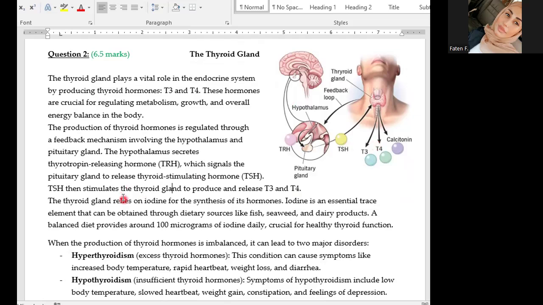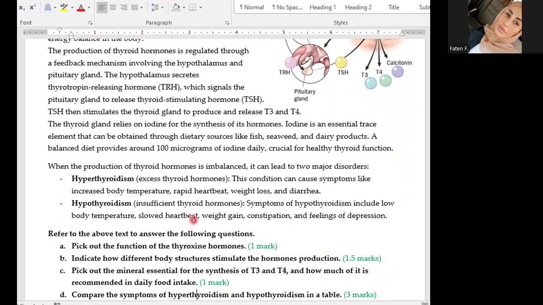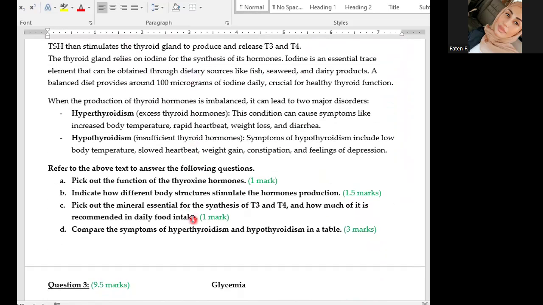Okay? The thyroid gland relies on iodine for the synthesis of its hormones. Iodine is a mineral. It's an essential element. It can be obtained through dietary sources such as fish, seaweed, and dairy products. A balanced diet provides around 100 micrograms of iodine daily. Important for healthy thyroid function.